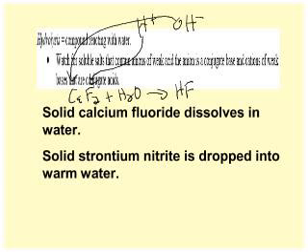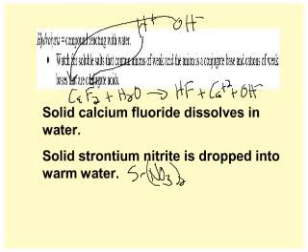Will OH react with calcium? We're going to say no because that's strong. So that means it'll leave me with Ca 2 positive plus OH negative. And make sure you balance these things. Solid strontium nitrite, Sr(NO2)2, is dropped into warm water, plus H, and write as HOH so I can see it better this time. So will H react with, oops, it's nitrite.